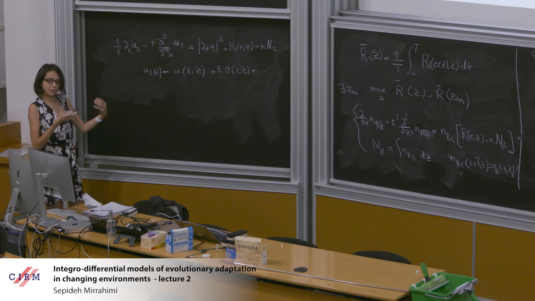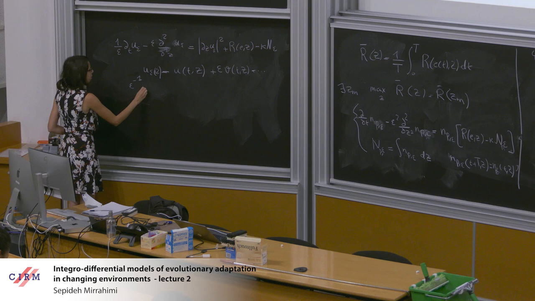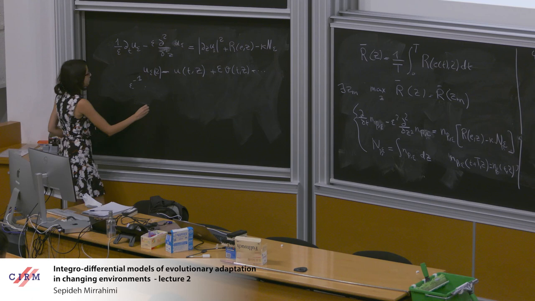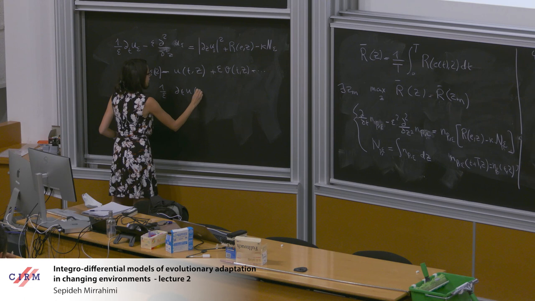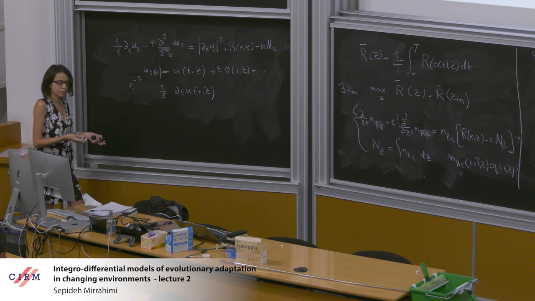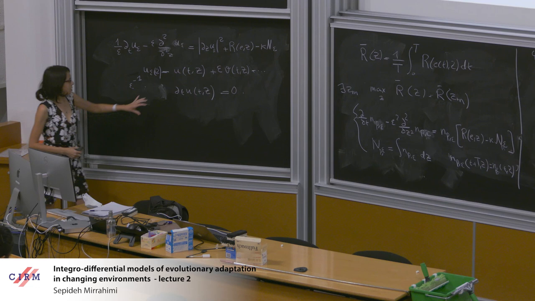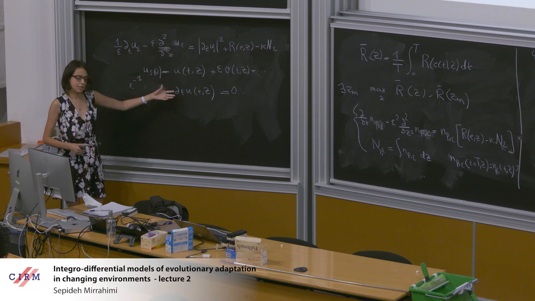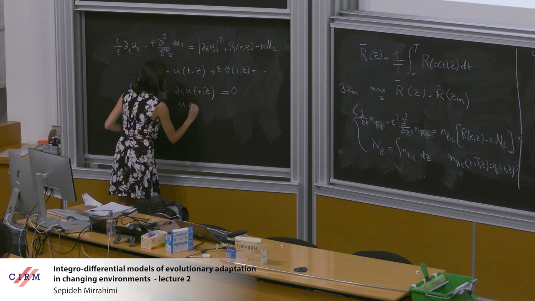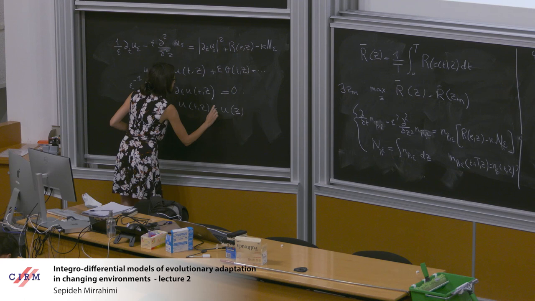So a first term would be a term with order epsilon minus 1. And this will give us 1 over epsilon dtu of t and z. And this is the only term which is of this order. So we put this equal to 0, I don't put the 1 over epsilon, but the 1 over epsilon is in front of this. This is the only term of this order. So we would expect that if the limit exists, then u wouldn't depend on t. So this would imply that u of t and z is indeed equal to u of z, okay? So it doesn't depend on t.